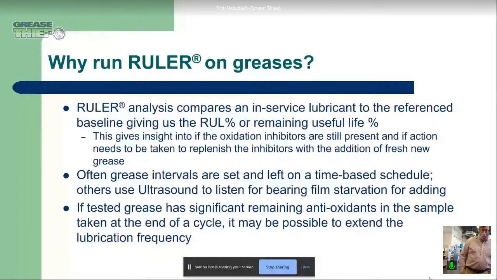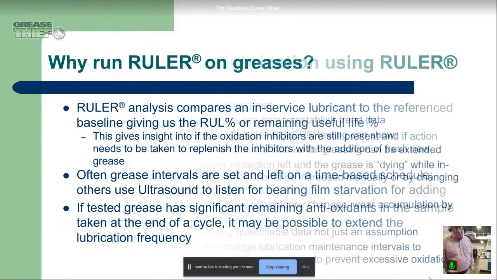And all those steps are better than nothing, and they're improvements along the way. But we're looking to truly optimize the grease, and say, is the grease truly at the end of its life? If it is, that's when we want to change that out. So if we were to take a sample, and it's at that frequency that we had already determined from a time basis, and it's at the end of what we believe the life is, but yet there's still significant remaining antioxidants in the sample, then it's maybe possible to extend that frequency, and that's what we're really looking at.